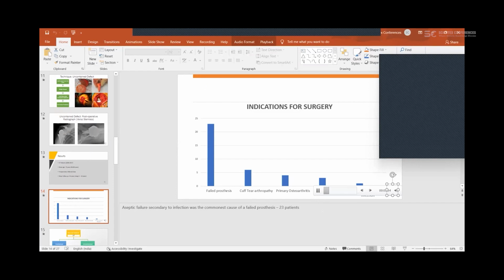Indications for surgery: what you can see is that a large proportion of our patients was due to a failed prosthesis, most commonly from aseptic failure secondary to some form of infection. But there were other reasons, including primary osteoarthritis or rheumatoid arthritis as well.